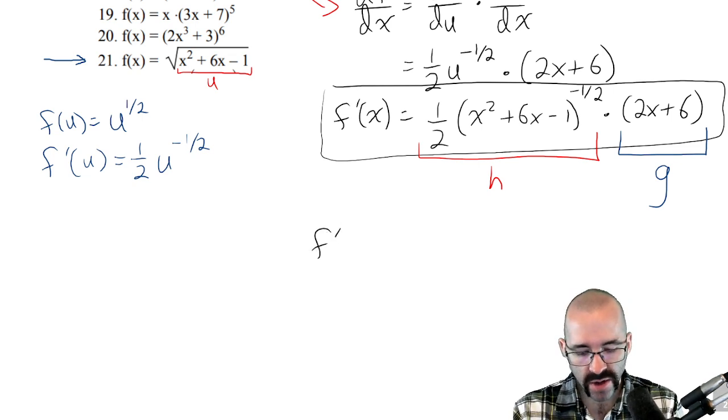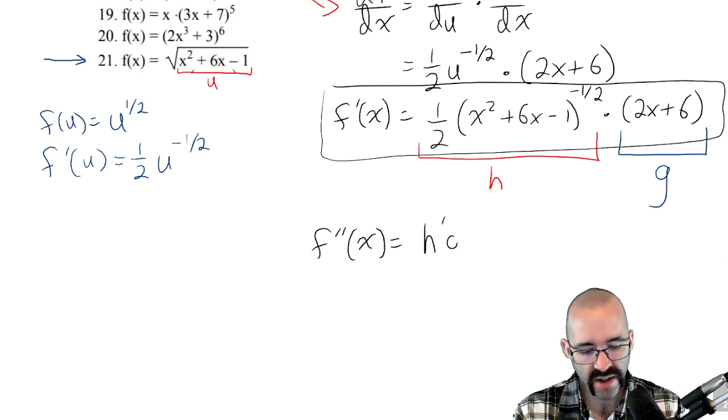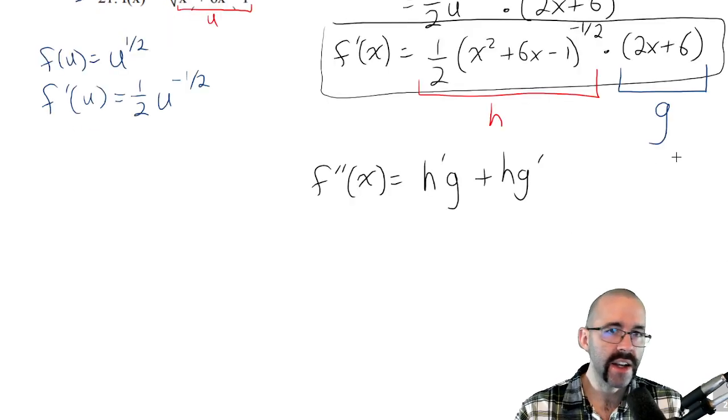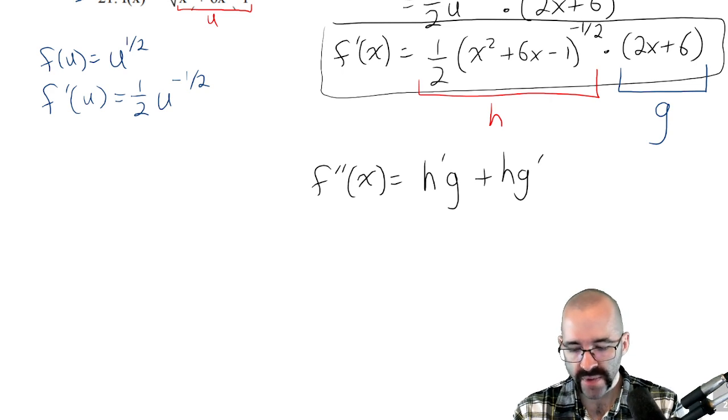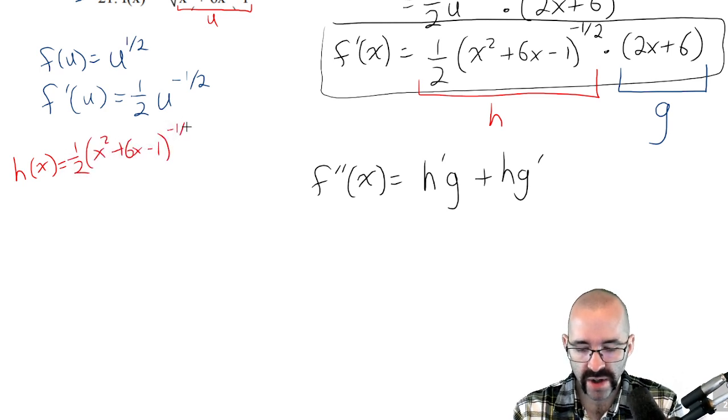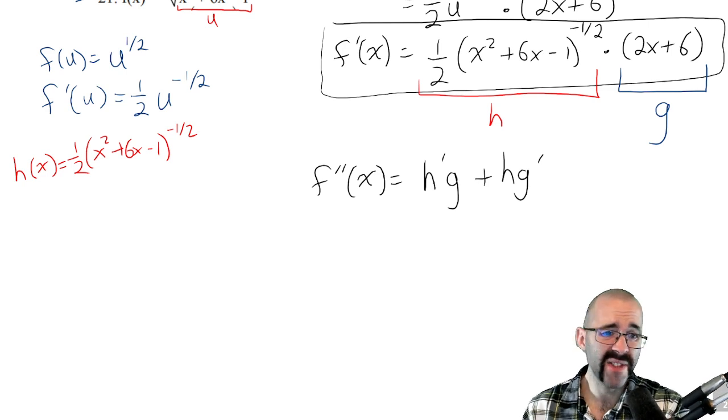So we know that the second derivative is the derivative of the first function times the second plus the first function times the derivative of the second function. All we need to do is find what h prime is and what g prime is, and then we just plug it in. It'll be messy, but not too bad other than that. So h is 1/2 times (x squared plus 6x minus 1) to the negative 1/2. We have to use the chain rule.